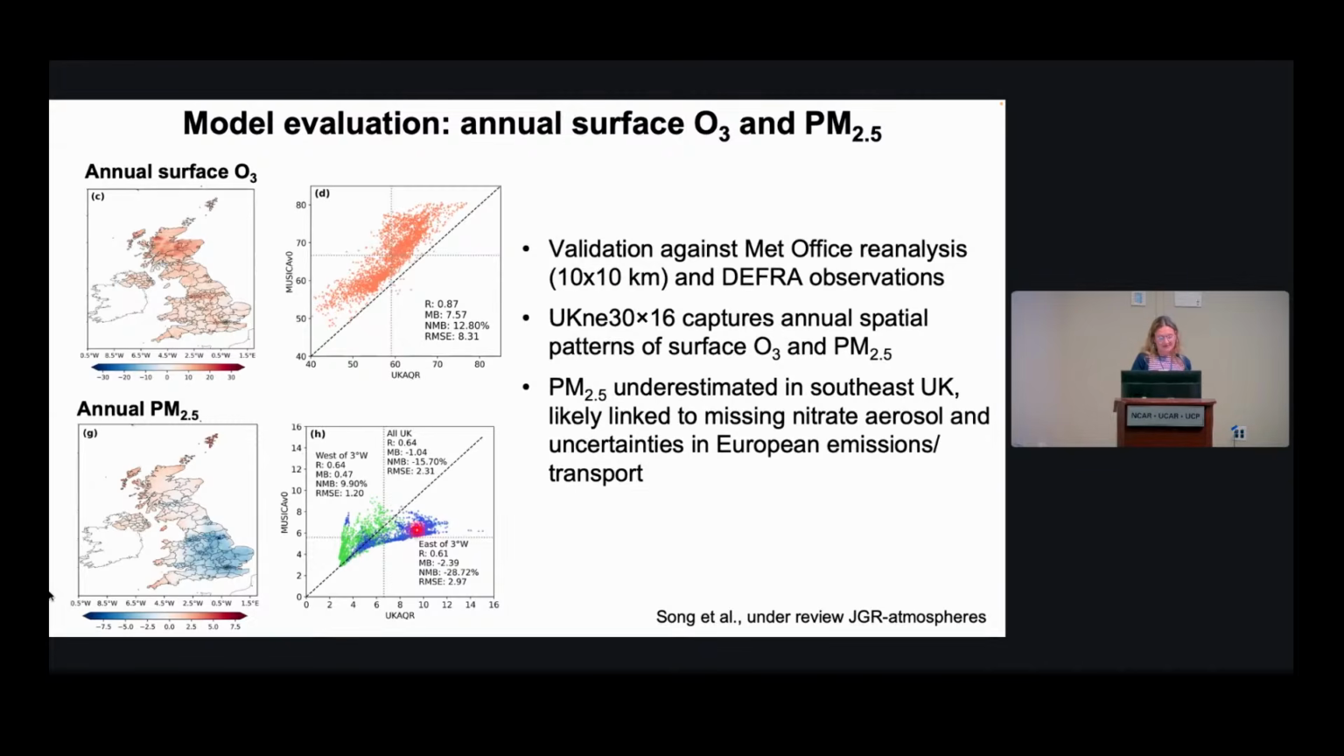PM2.5 is a little bit different, but we have good agreement over the northwest part of the country, and then we are underestimating PM2.5 in the southeast part of the country. That can be because we don't have nitrates in this configuration, but it might also be some uncertainties of European emissions, or transport from Europe, especially during the springtime. This work is under review in JGR Atmospheres.